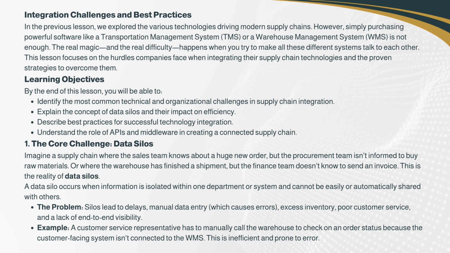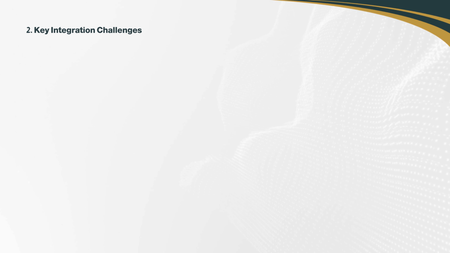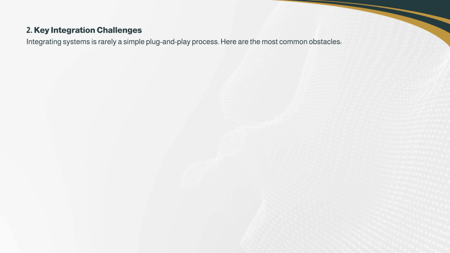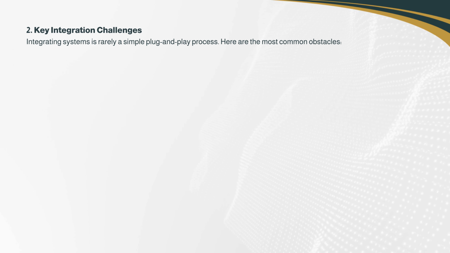Example: a customer service representative has to manually call the warehouse to check on an order status because the customer-facing system isn't connected to the WMS. This is inefficient and prone to error. 2. Key integration challenges. Integrating systems is rarely a simple plug-and-play process. Here are the most common obstacles.